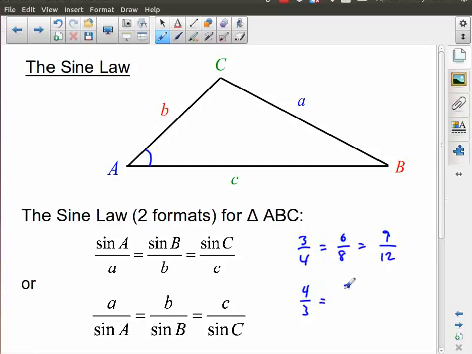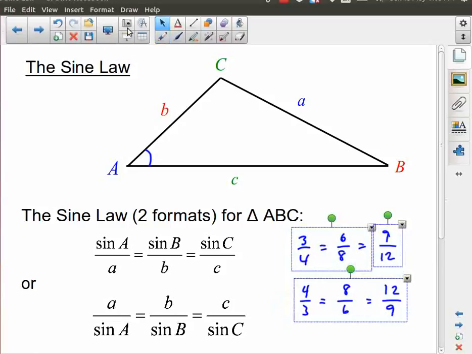4 over 3 is the same as 8 over 6 is the same as 12 over 9. These two larger fractions still reduce to 4 over 3. So all of these are true. Well, the same thing is true here. If these three ratios are equal to each other, then the reciprocals of these three ratios are equal to each other.